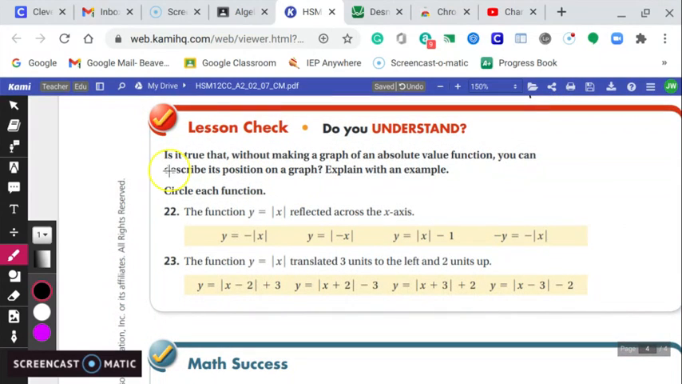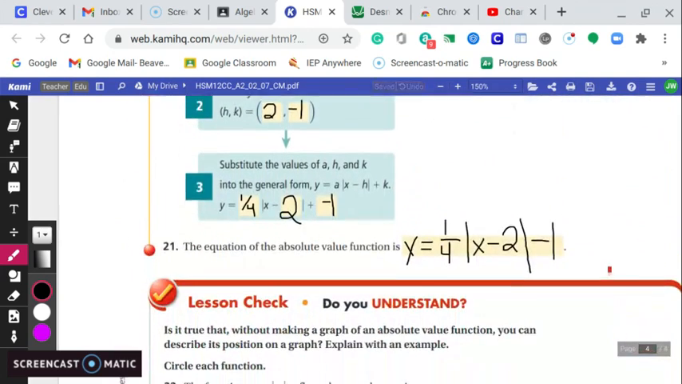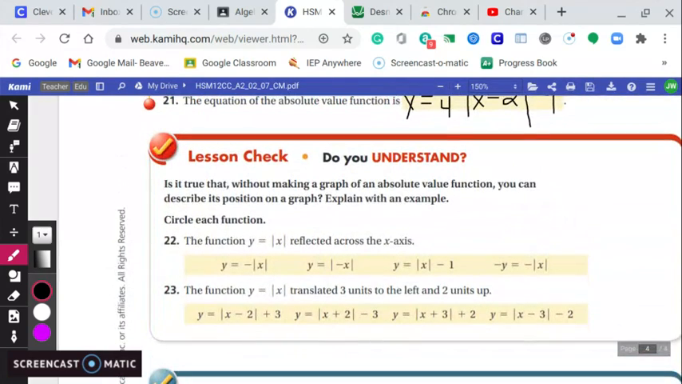Now, lesson check. Do you understand? I'm going to try to help you with this a little bit. Is it true that without making a graph of the absolute value function, you can describe its position on the graph? Explain with an example. Yes, it is true, because we just talked about that. You can graph something with just this equation right here. So here is an example.